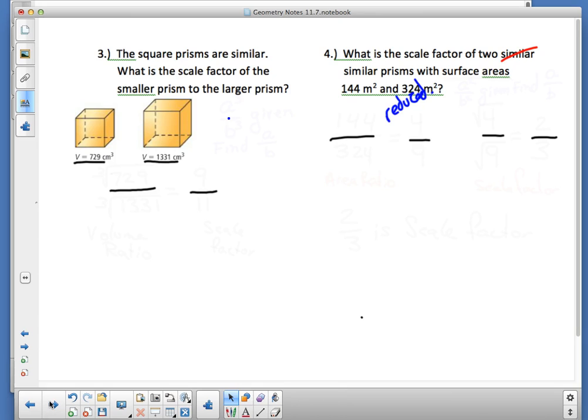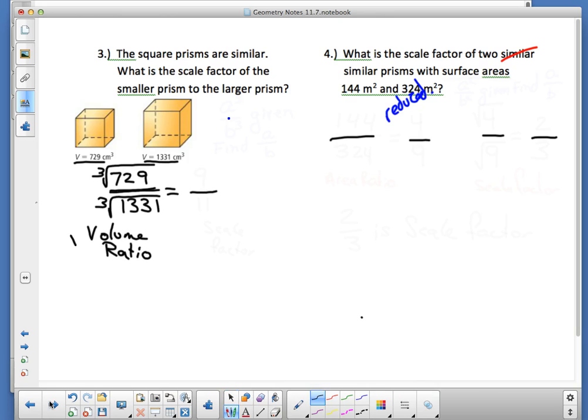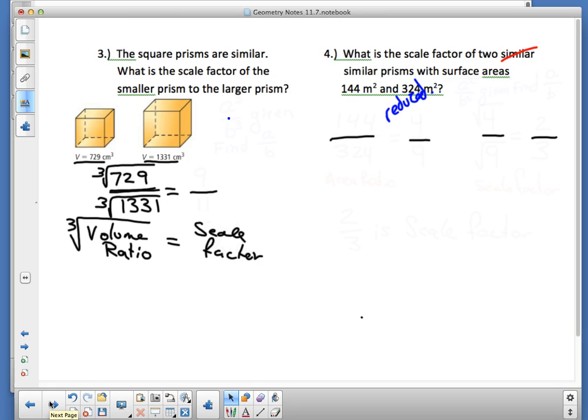Now, remember the ratio relation? If I have volume, I take the cubic root. I take the cubed root of a volume and I get my scale factor. They want scale factor, so I'm just going to take the cubic root in my calculator. That's my volume ratio and I'm taking the cubic root. The cubic root of the volume ratio is equal to the scale factor. That's what I know.